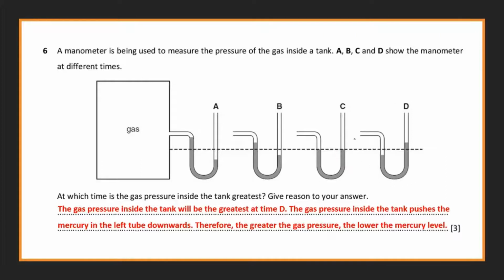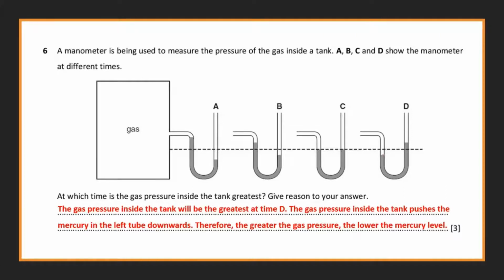Drawing D shows us that now the gas pressure inside the tank is greater than the atmospheric pressure in the open tube. We can see here that the mercury level in the left tube is lower than the mercury level in the right tube. From that, we know that the gas pressure inside the tank is greater than the atmospheric pressure.